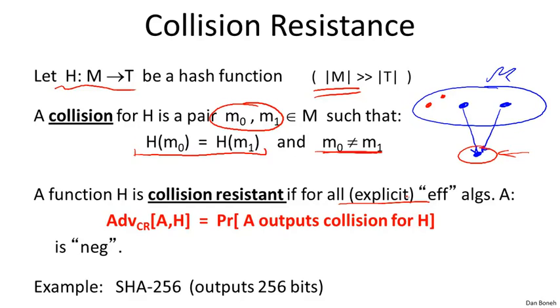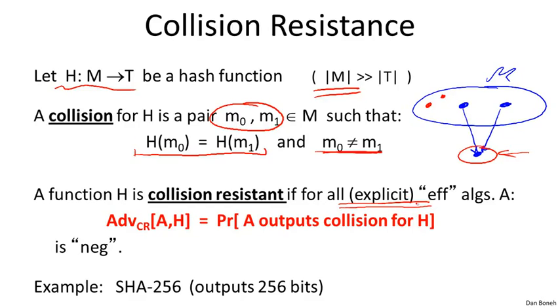Okay, and as usual, we'll define the advantage as the probability that the algorithm A is able to output a collision. Now, I'm not going to formalize the term explicit here. All I'll say is that it's not enough to just say that an algorithm exists, an algorithm that simply prints a collision, because we know many collisions exist.